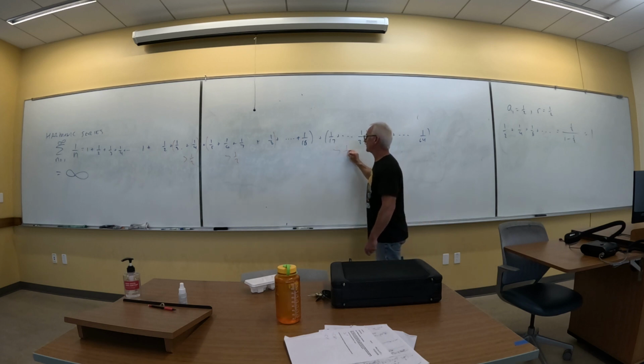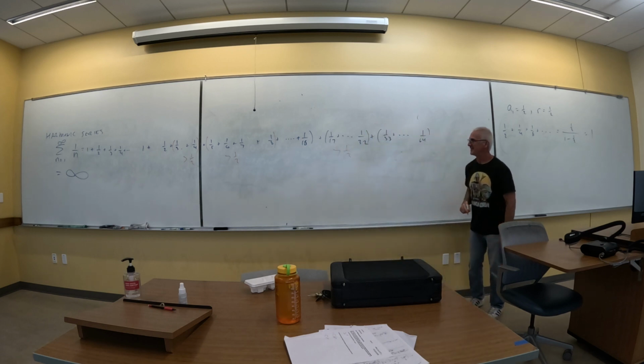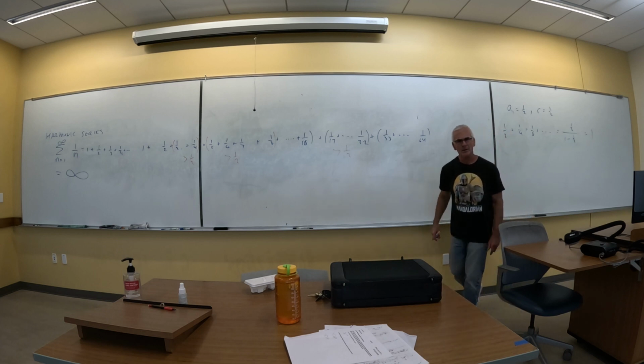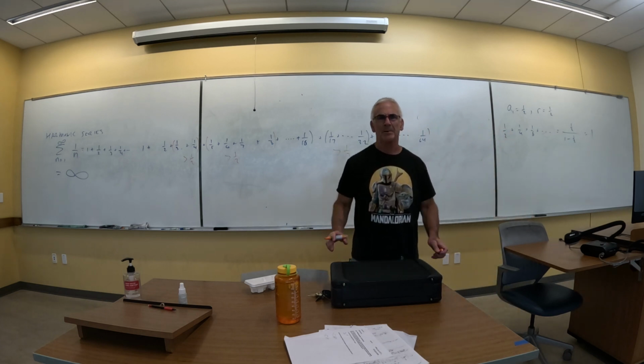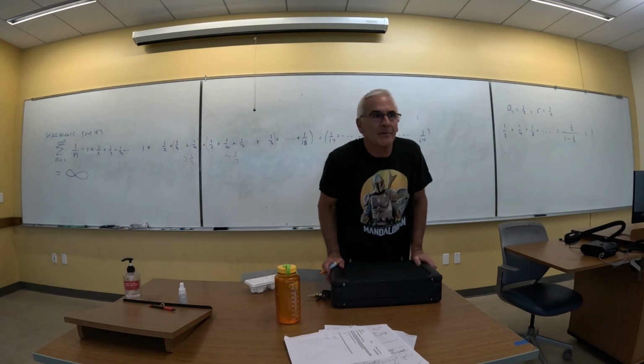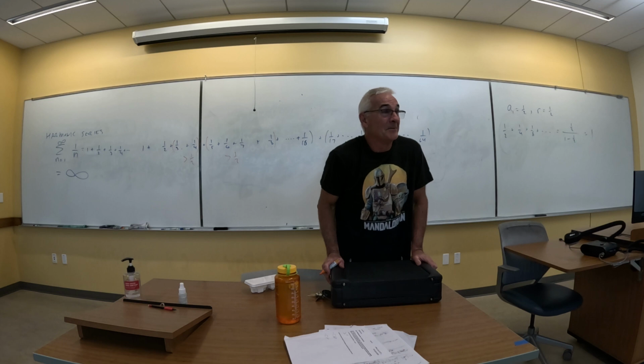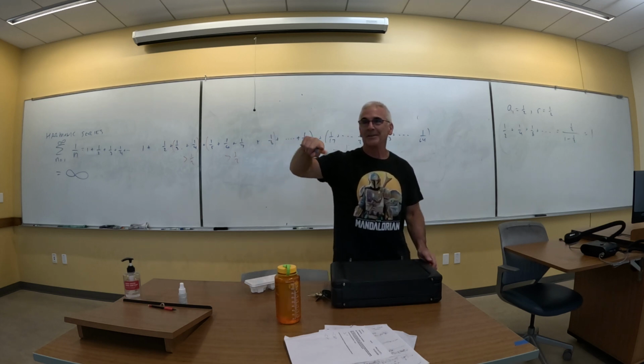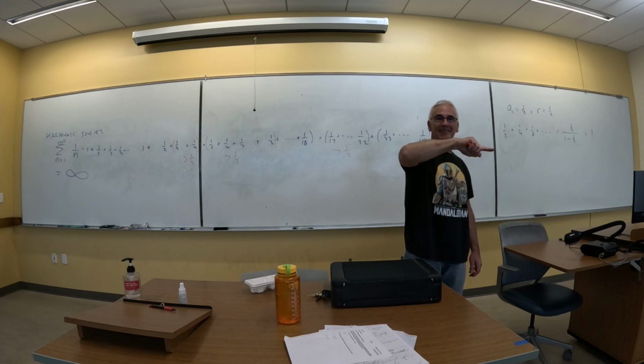As I do this forever and ever, tell me about each grouping. It's always going to be bigger than a half. How many groupings are there? Infinitely many. I'm adding up infinitely many values that are all bigger than a half. What will that add up to? Infinity. I'm adding up a number bigger than a half infinitely many times.